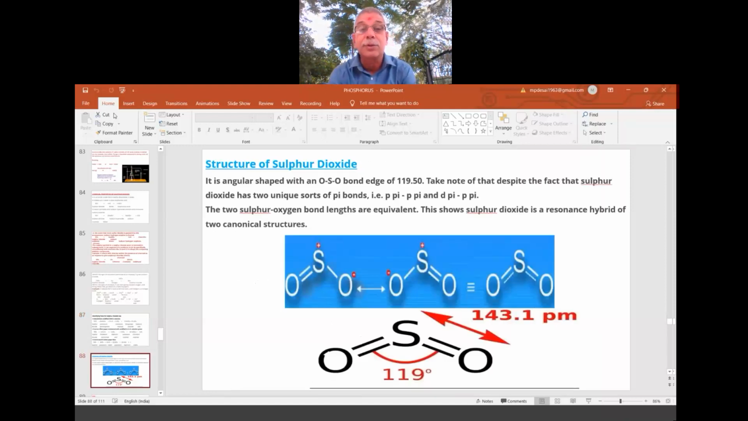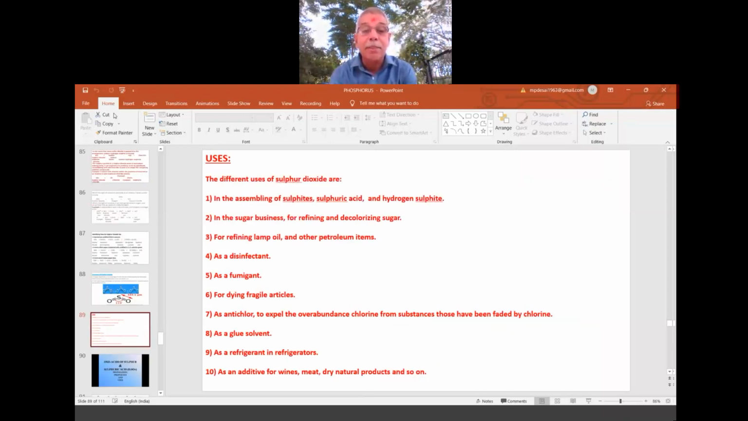So now, the structure of sulfur dioxide. One side a double bond, the other side a single bond, or using the resonance chapter of the 11th class, it is called the resonance hybrid structure for sulfur dioxide, with only one bond length, that is 143.1 picometers, and the bond angle is 119 degrees. All these parameters use the knowledge of chemical bonding.